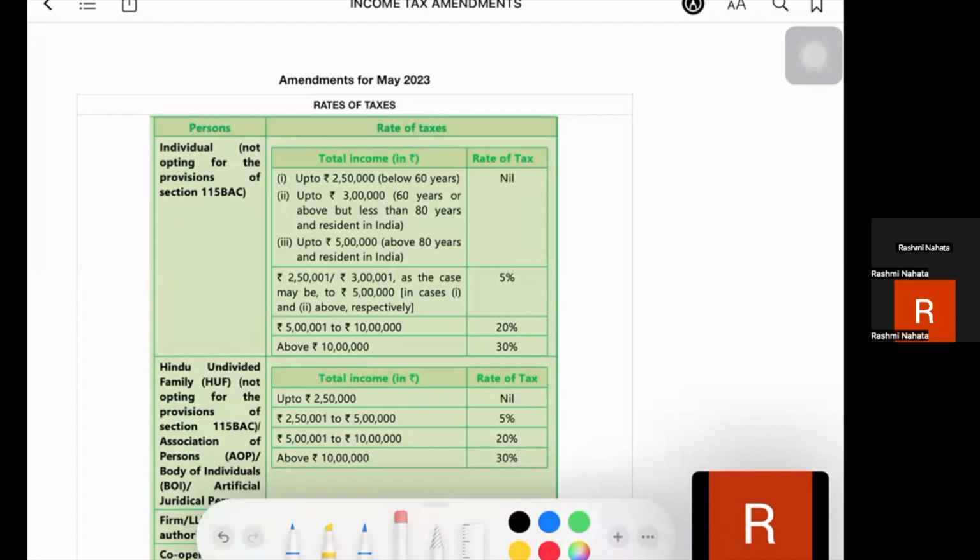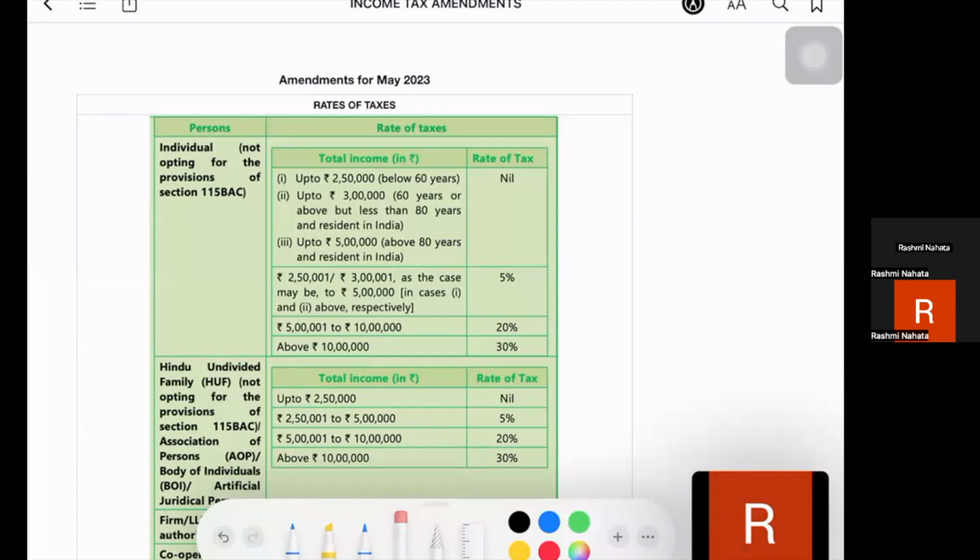So let's take up the income tax amendments that are applicable for May 2023. Let's start straight away with the rates of taxes. As far as the rates of taxation are concerned, there has not been any change here.